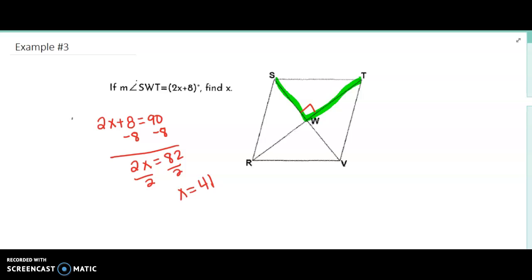All right, if you go back to the rhombus diagonals theorem, it tells you that the diagonals are perpendicular, meaning that this angle that we need is a right angle, or 90 degrees. So all I would do is I would set this here, 2x plus 8, equal to 90. Then I do a little bit of algebra, and overall I get x equals 41.